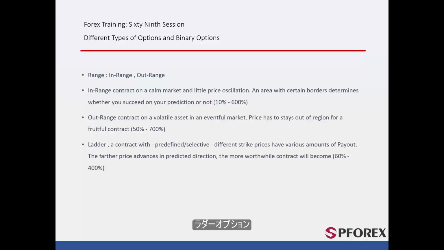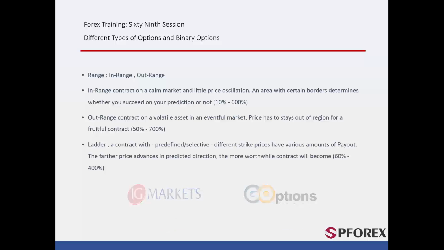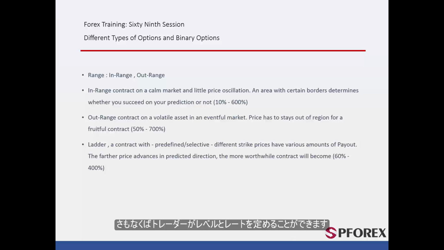Ladder. Ladder is one of the most recent types, represented by providers such as IG Markets and G Options. Strike prices, or target price, with different levels and various payout amounts can be represented in predefined rates. Otherwise, traders can specify the levels and rates. Undoubtedly, the closer rates have less payout rather than further levels.